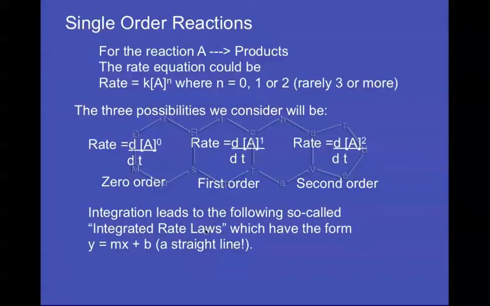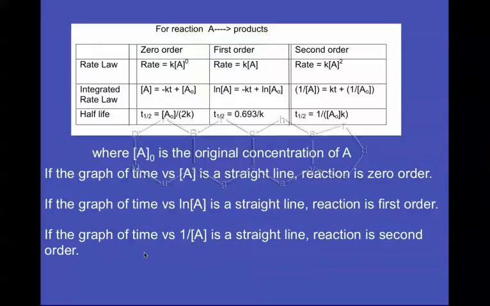Now I'm not going to go into how the integration occurs or what we do, but we can find out that the integrated rate laws will all have a form of y equals mx plus b, which is a straight line. So if we start out with rate equals k[A]^0, we integrate it. This is the integrated rate law we come up with. And we've got [A], which is going to be y in this case. And then we've got m, which is going to be negative k. And then we've got t, which is x. And we've got [A]0, which is b.